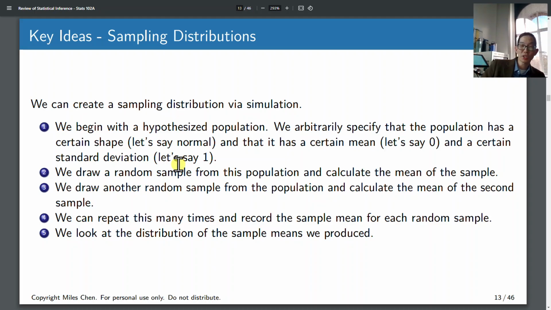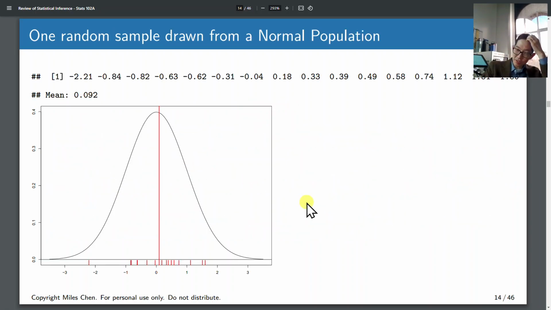Then we're going to draw a random sample from that population, calculate the mean of that sample, and then repeat that. We draw another random sample from the population and calculate the mean, and you do that over and over and over again. You keep track of every single sample mean that you get, and then you look at the distribution of the sample means, because that's the idea of the sampling distribution. What are the different possible values you can get for the sample mean, or for that matter, any other sample statistic.